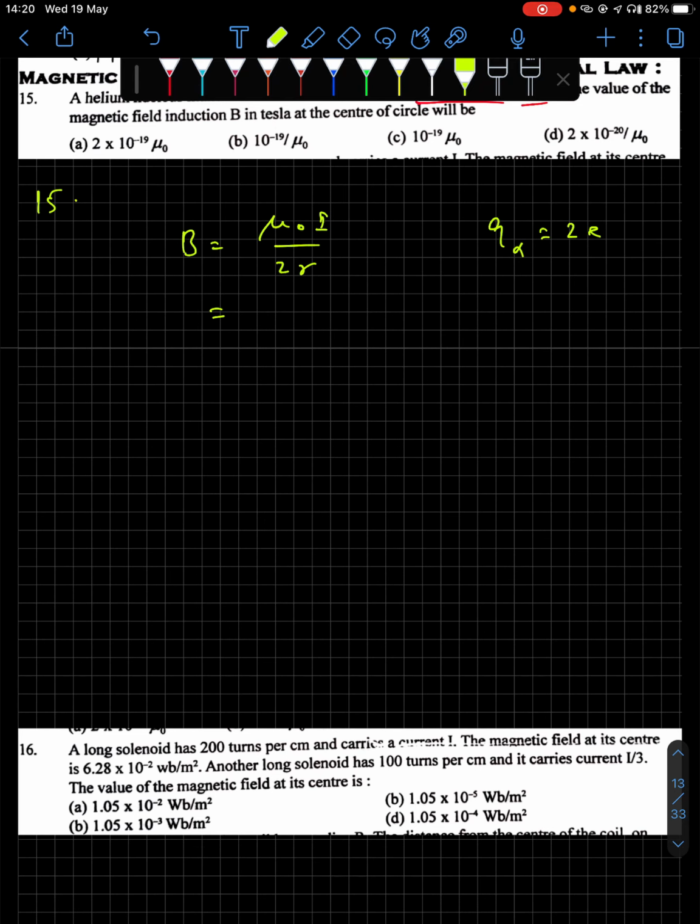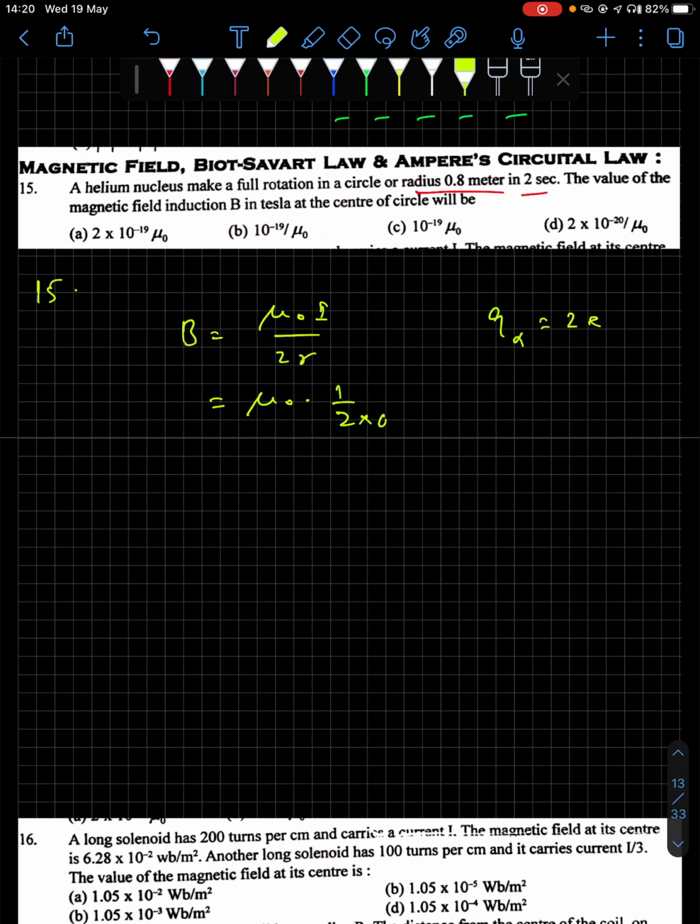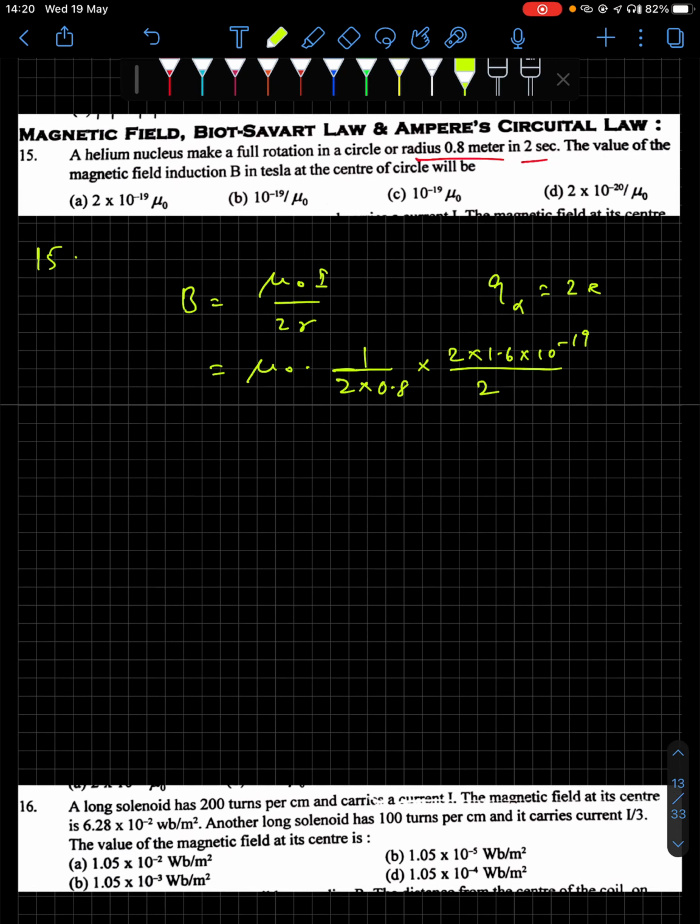Mu naught is retained in the options, so we keep mu naught the way it is, 1 by 2r. What is the value of the radius? The radius is 0.8. Into charge by time: 2 into 1.6 into 10 to the power minus 19, by time, which is 2 seconds.